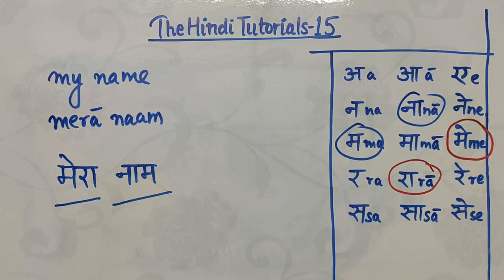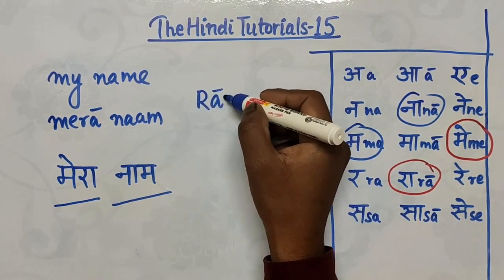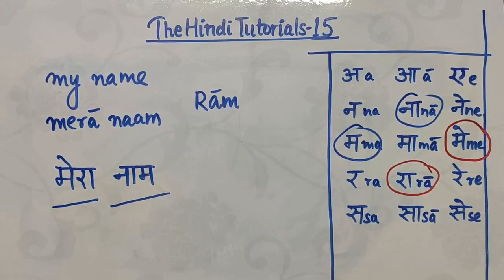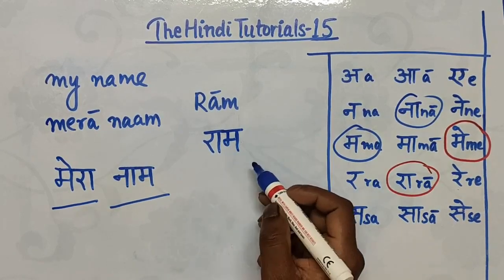Now we will write Ram. You must have heard about the name Ram. Ram was the ancient king mentioned in the epic of Ramayana, which is considered a religious text of Hindus. And Lord Rama is worshipped as the incarnation of Lord Vishnu. Also, Ram is a very common Indian name for men. Okay. Ra, ma, Ram.